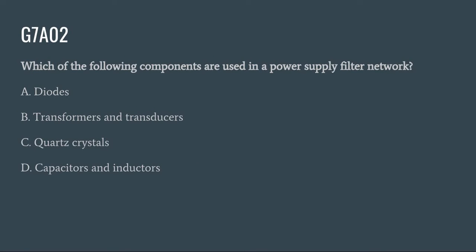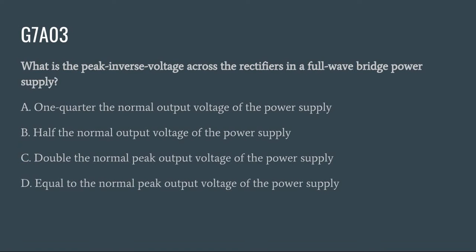It ensures that the filter capacitors are discharged when power is removed. G7A02. Which of the following components are used in a power supply filter network? A. Diodes. B. Transformers and transducers. C. Quartz crystals. Or D. Capacitors and inductors. Correct answer D. Capacitors and inductors.